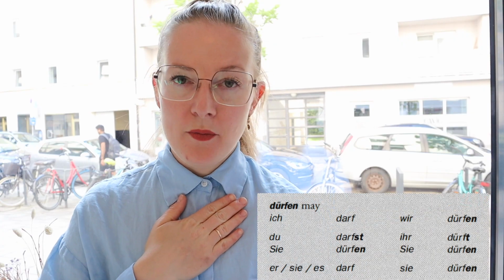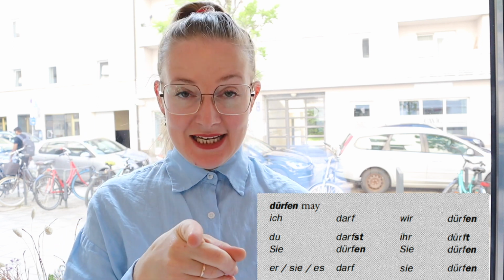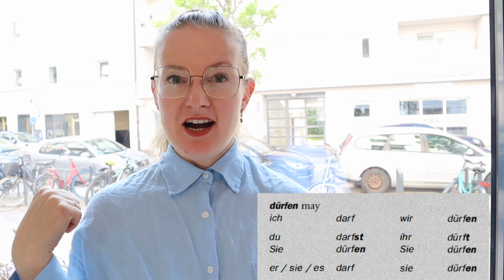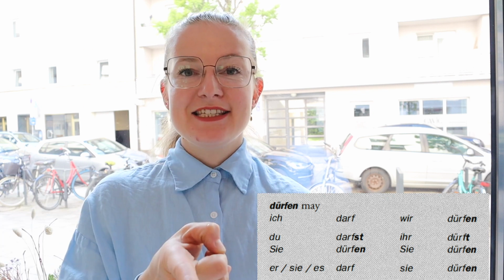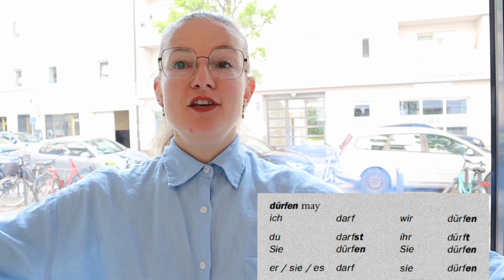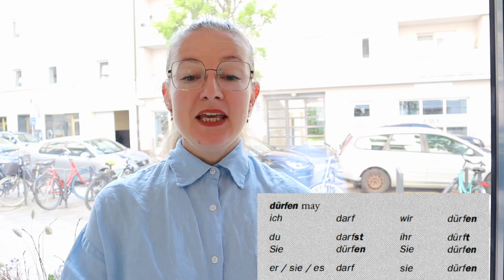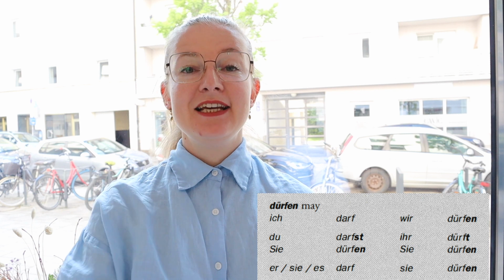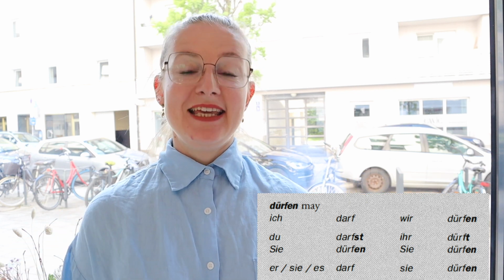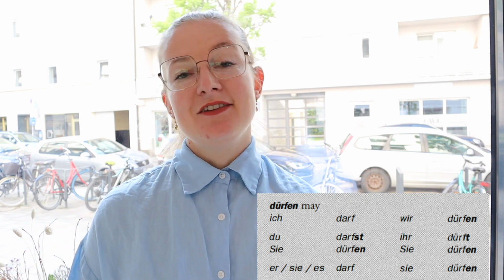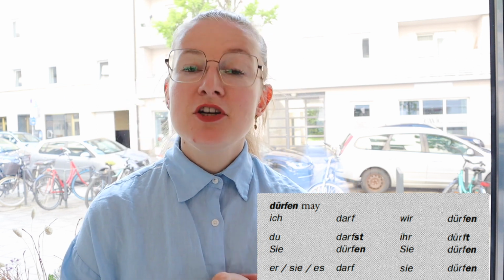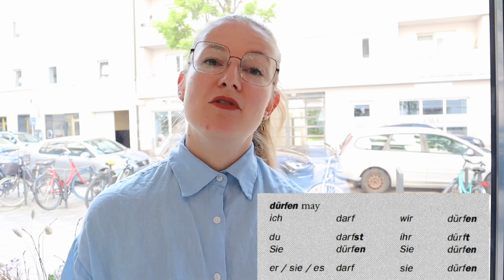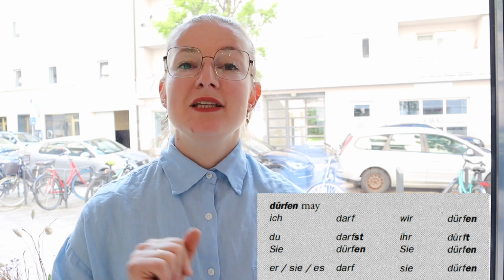Ich darf gehen. I may go. Du darfst gehen. Er darf gehen. Sie darf gehen. Es darf gehen. Wir dürfen gehen. Ihr dürft gehen. Sie dürfen gehen. Again, first person and third person singular are identical. Ich darf, er, sie, es darf. First person plural and third person plural are identical as well. Wir dürfen, sie dürfen.